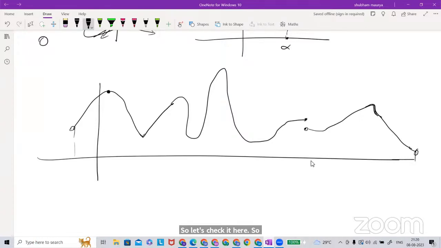This one is a smooth one, continuously smooth. Then sir, 6. There are 6. Okay, let's count it here.